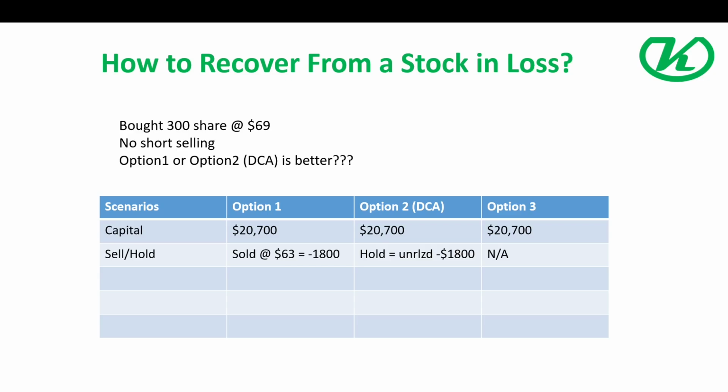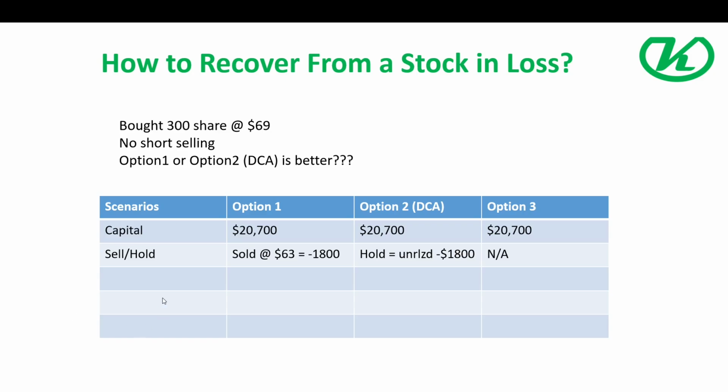Before I move forward, let me ask you a question. Do you think option one, in which you sell the stocks and buy at a later stage, or option two, where you do dollar cost averaging, is better? In the comment box, let me know what you feel, option one or option two, which is better. And at the end of this video, we will know which option is better. I'm not talking about option three right now because it's a little bit different from the first two options, but we will look at it at a later stage in this video.